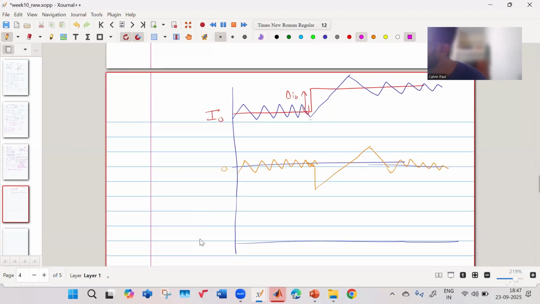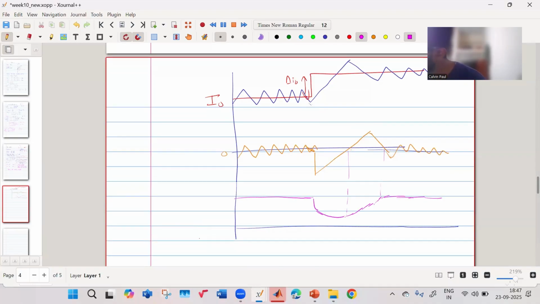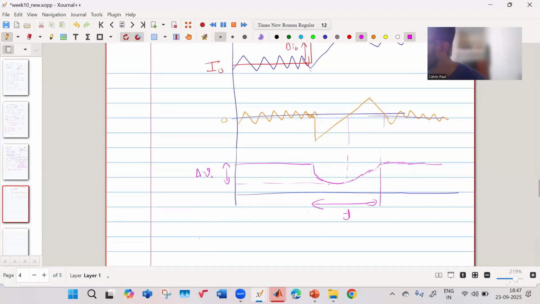In that case, your output voltage was somewhere over here, right? It will have a dip. As long as your capacitor current is less than 0, it will keep on dipping. Once your capacitor current crosses 0, it will start rising. And then finally over here, it will settle. This dip is known as your delta V naught. This is your undershoot. The time it takes to settle, that is known as your recovery time.